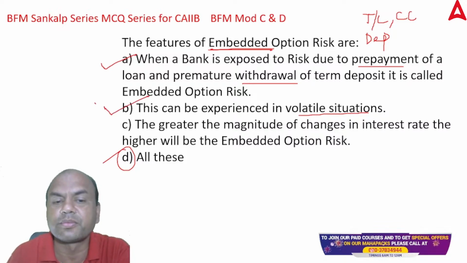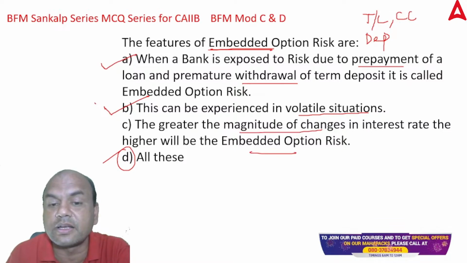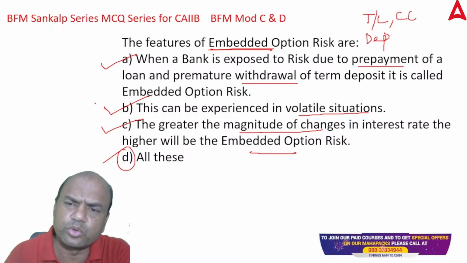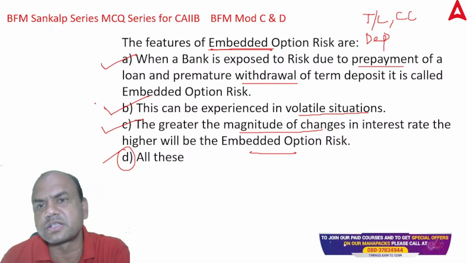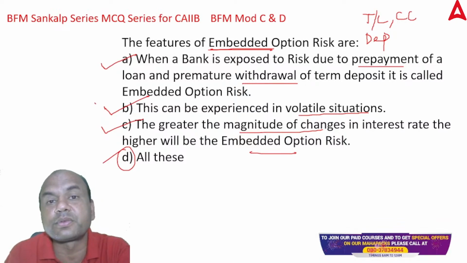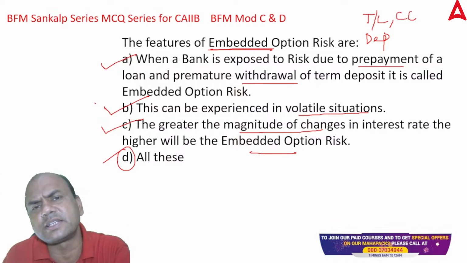C is true. The greater the magnitude of the changes in the interest rate, the higher will be the embedded option risk. So more the changes in the interest rates, more will be the embedded option risk. So that is correct. Okay. These things do happen in volatile situations, because what happens if the customer is having a loan with you, okay, and now due to volatility, the rate of interest of the loan changes drastically.